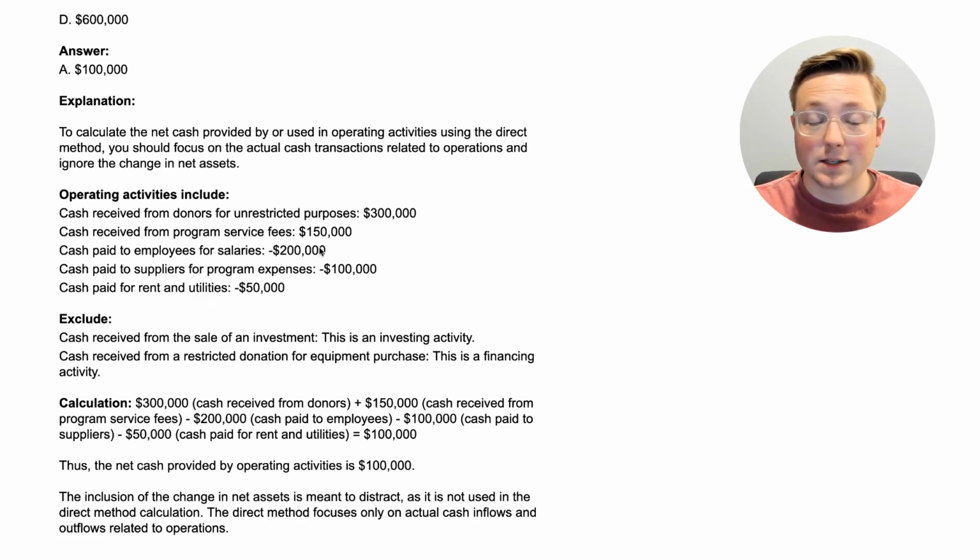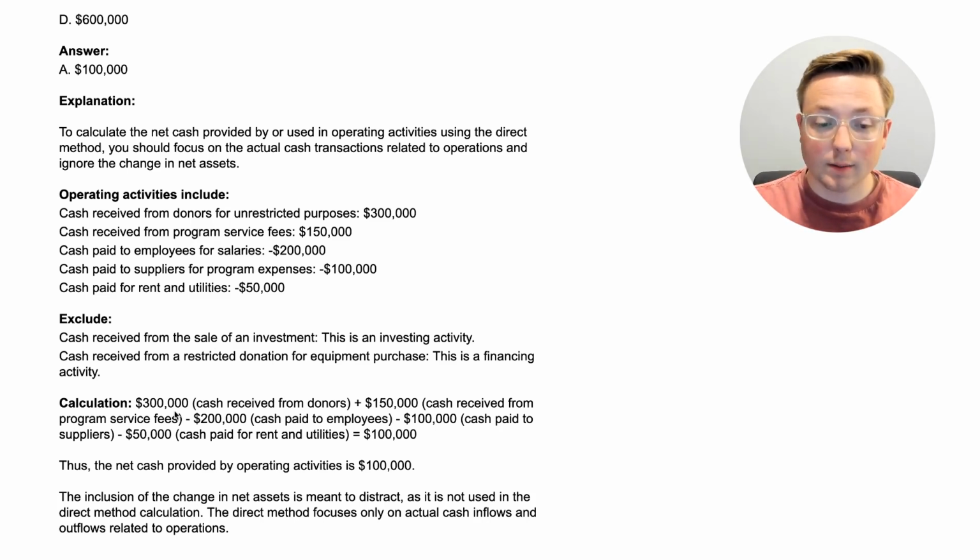It's just normal expenses and normal receipts of cash. That's what you add up all together for the operating activities when you're using the direct method. So in this case, you would not include the sale of the investment, and you would not include anything that was restricted for the equipment purchase because that would be a financing activity.